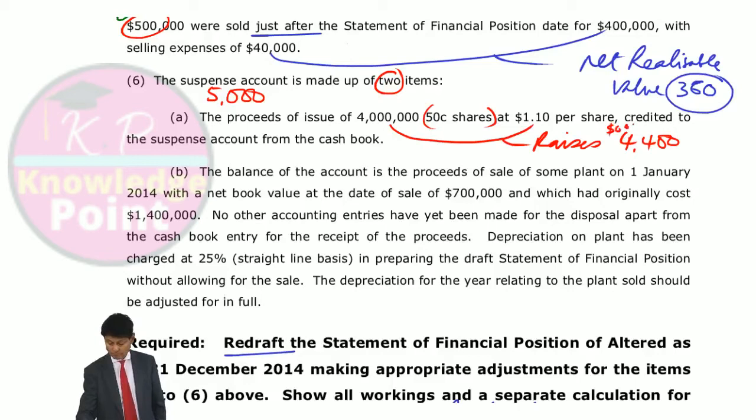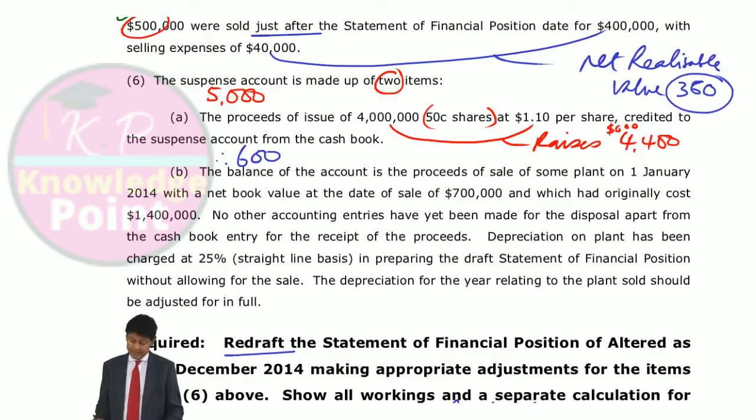And it's credited to suspense account from the cash book. The cash book is fine, but the credit to suspense, we must get rid of it. The balance of the account, I reckon the word balance must mean 600, because 5,000 is a credit. If you get rid of 4,400 as a debit, what's left, of course, is 600. So I'll show you how that works. The balance of the account is the proceeds of sale of some plant as at that date with a net book value at the date of sale of 700 and which had originally cost 1.4 million. So I reckon the accumulated depreciation here must be that, with that taken off, 700.